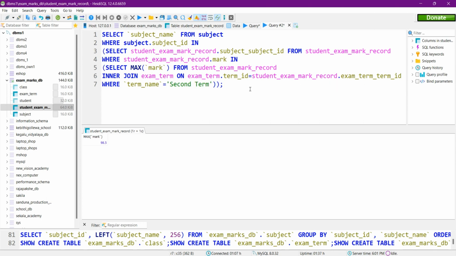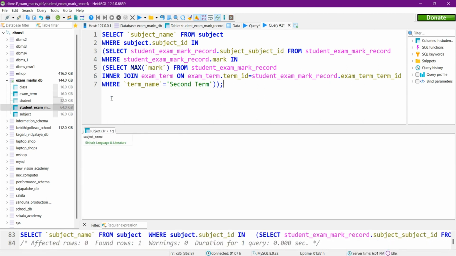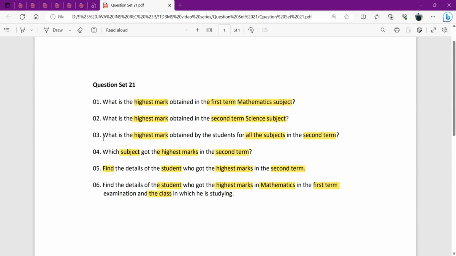So this is the query for the fourth question. First of all, let's see if we get the results or not. So you can see here we got the results as Sinhala language and literature. So this is the answer for the fourth question. So let's move on to the fifth question. Find the details of the student who got the highest marks in the second term.